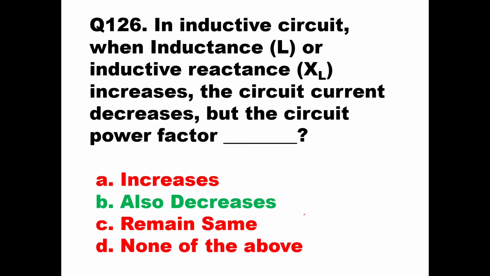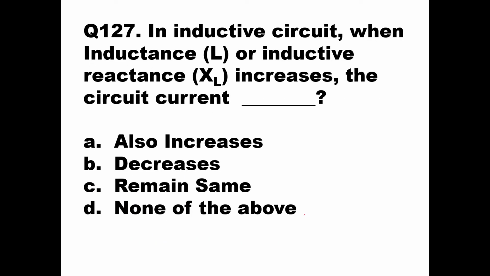In an inductive circuit, when inductance or inductive reactance XL increases, the circuit current decreases, but the circuit power factor also decreases. Clear? Then we'll go to the next question. In an inductive circuit, when inductance L or inductive reactance XL increases, the circuit current will increase, decrease, remain same, or none of them.